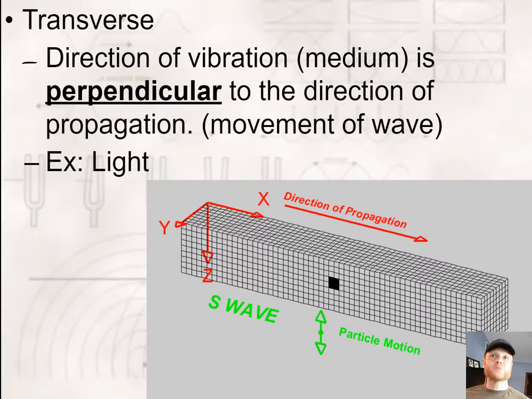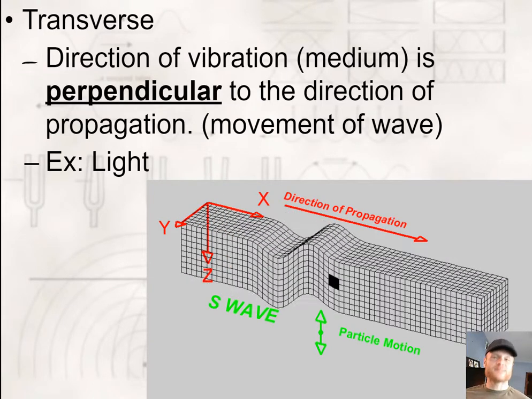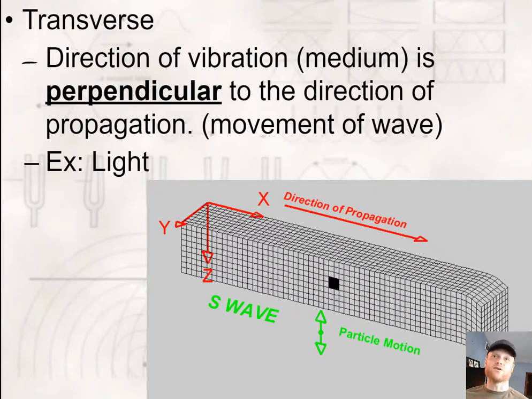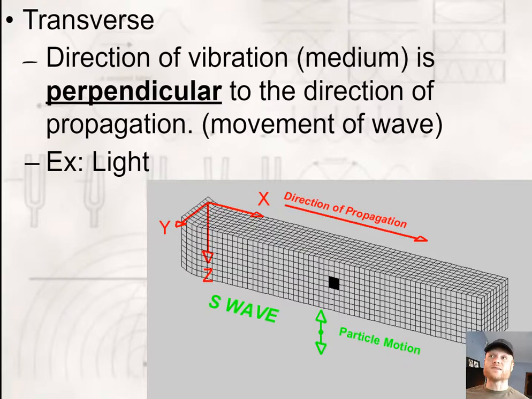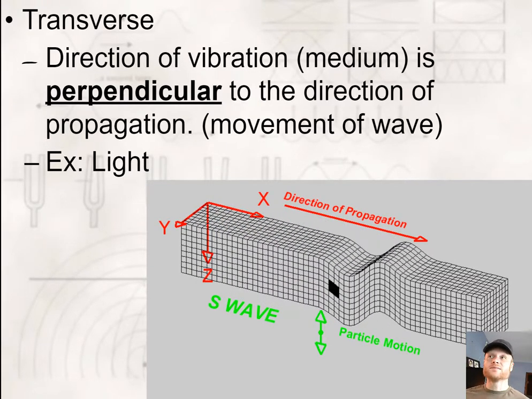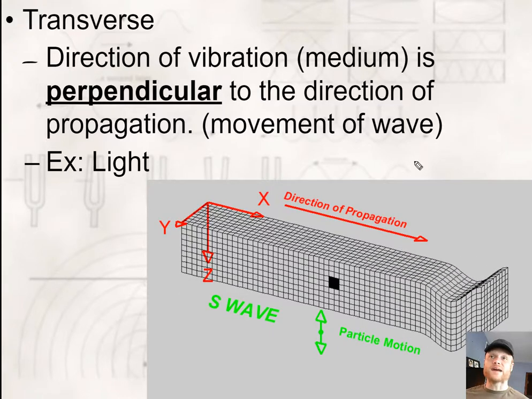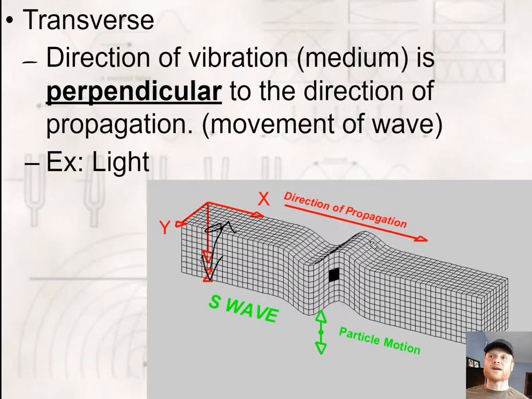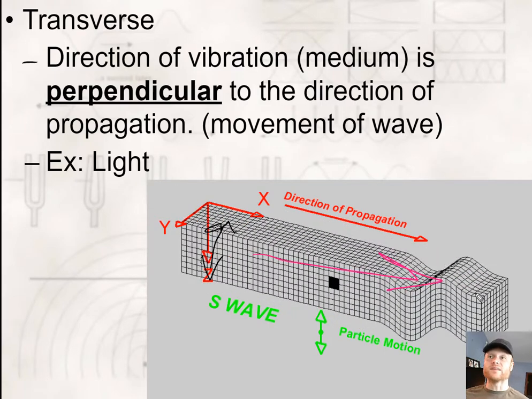A transverse wave is a wave where the particles vibrate, or the medium vibrates perpendicular to the direction of travel or propagation. And so if we take a look at this diagram right here, you'll notice the particles are actually moving up and down. They are vibrating up and down. But the energy from the wave is actually traveling this direction. It's moving that direction.